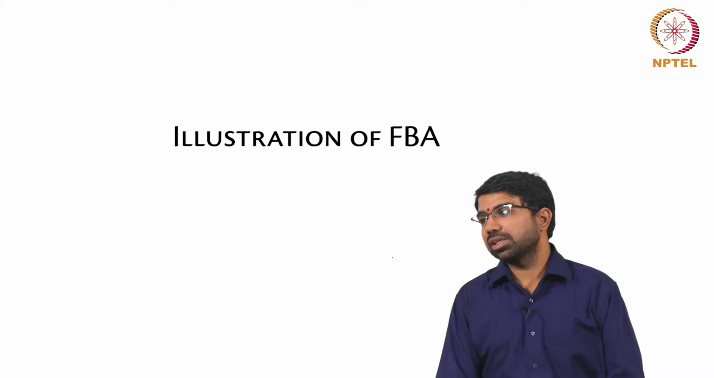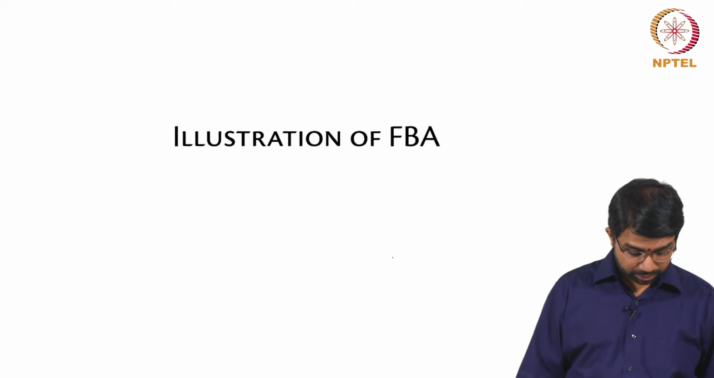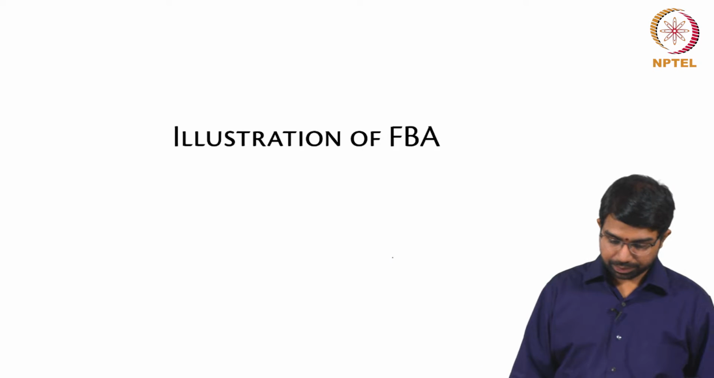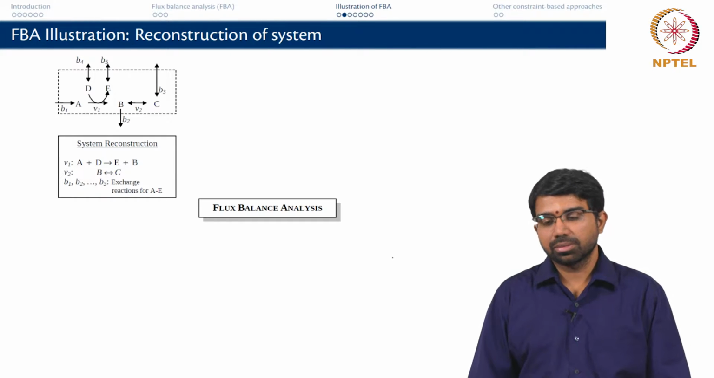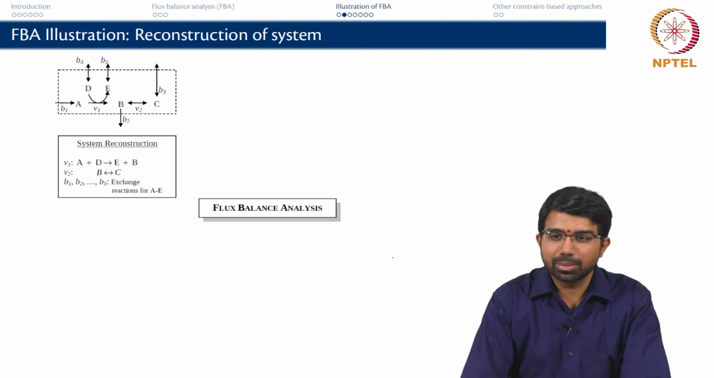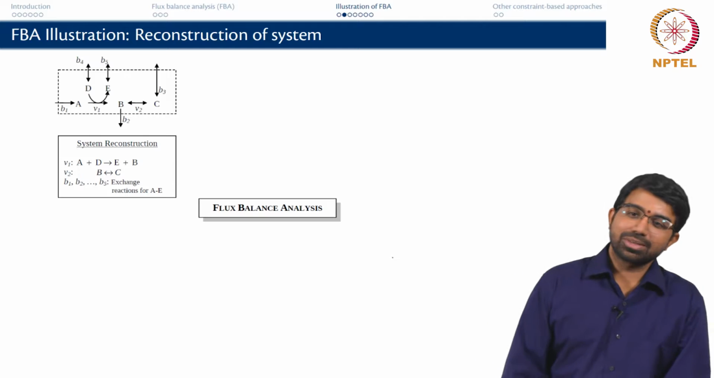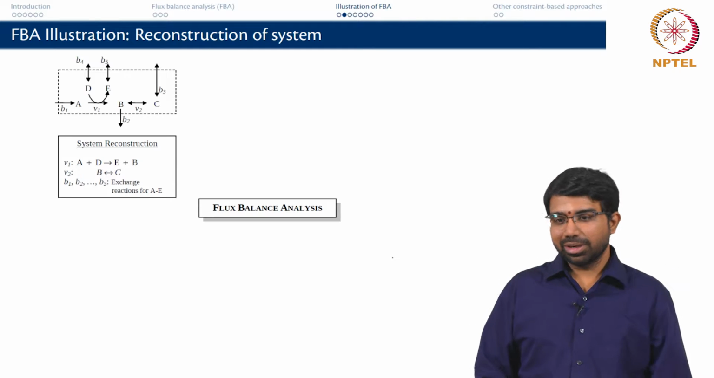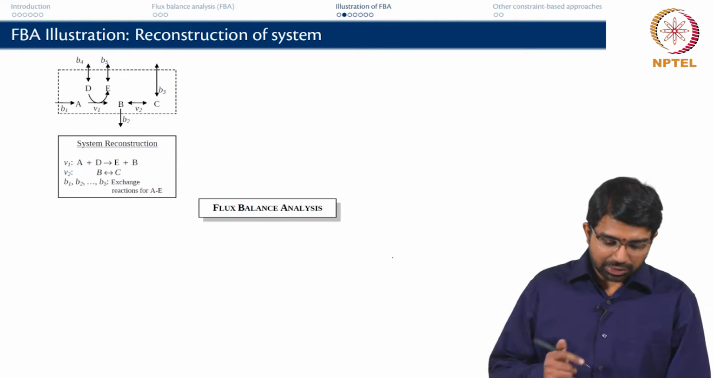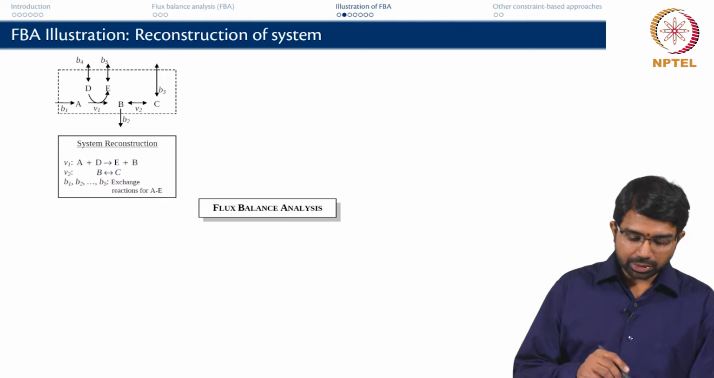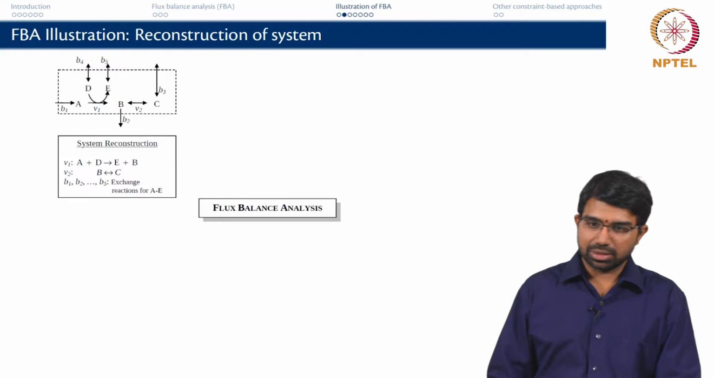So, let us look at a simple illustration of FBA. How does an FBA actually work? So, you start with a system. So, you reconstruct a system. How do you reconstruct a system? Go back a couple of modules: pathway databases, literature, all the hard work to essentially assemble a long list of biochemical reactions that occur within E. coli or any organism of your interest. Given this is your system, now what is the next step that you would do here for flux balance analysis?